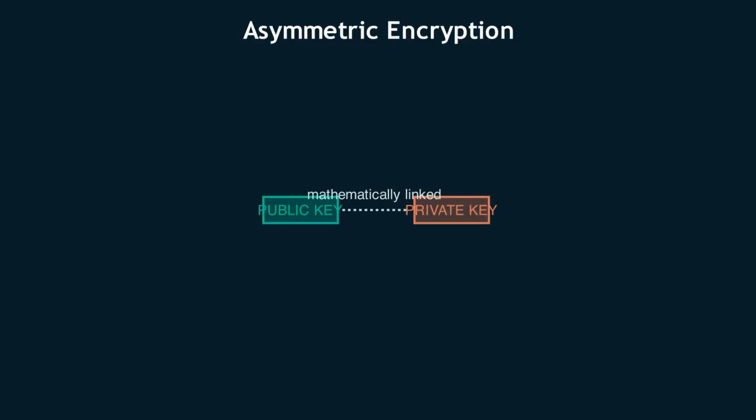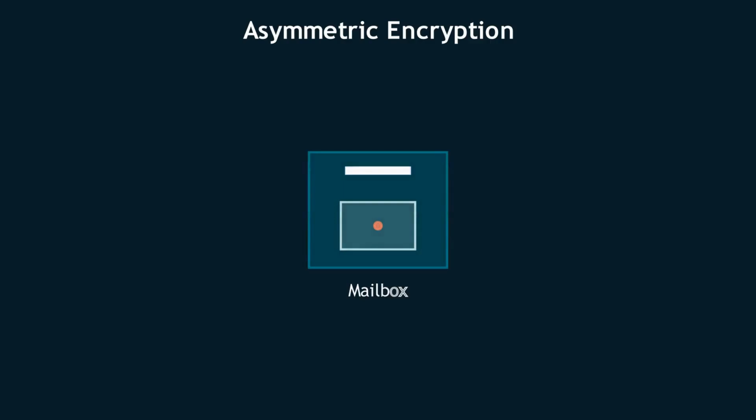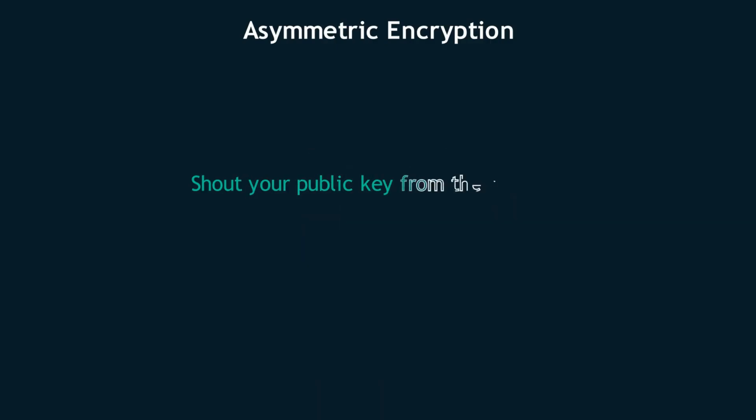Asymmetric encryption uses two different keys that are mathematically linked, a public key and a private key. Here's a mental model. Imagine a mailbox with a slot. Anyone can drop a letter into the slot. That's a public key, and you can hand it out to the entire world. But you have the key to open the box and read what's inside. That's a private key, and it never leaves your hand. So anyone can encrypt the message using your public key, but only you can decrypt it. This quietly solves the distribution problem.